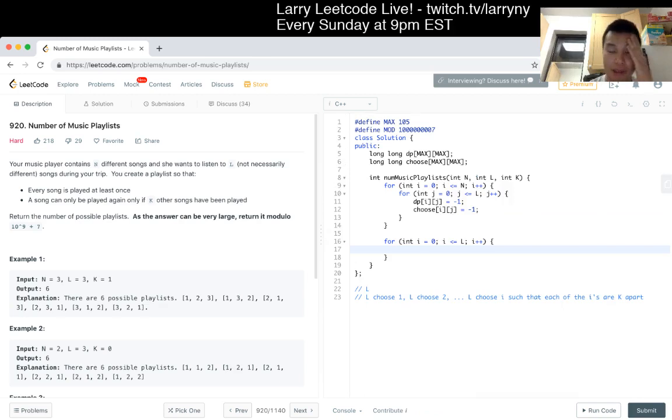So for now, I'm trying to figure out this subproblem, where we want to pre-calculate the table of the number of ways that you can choose I songs where they're k away from each other.